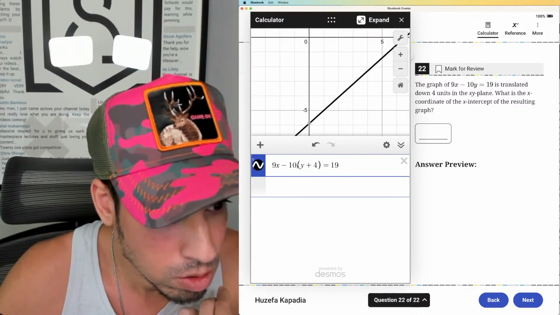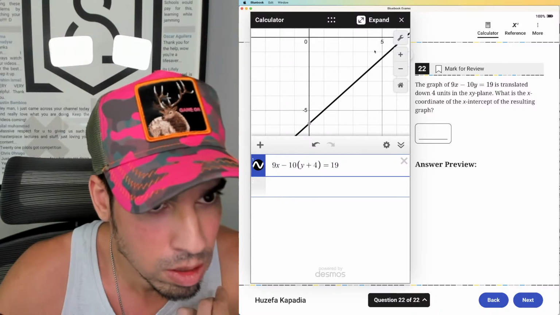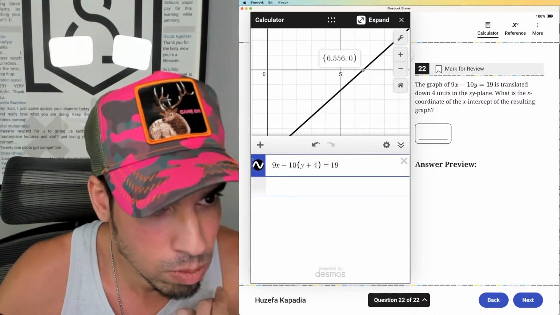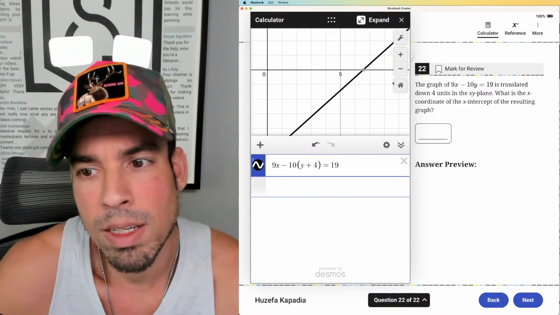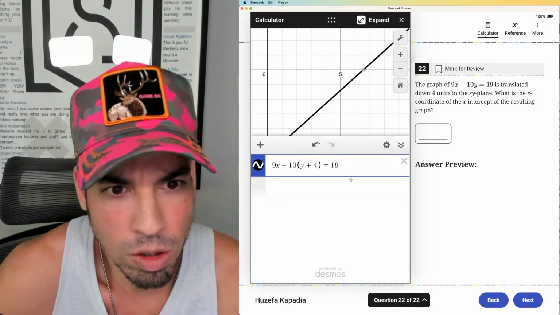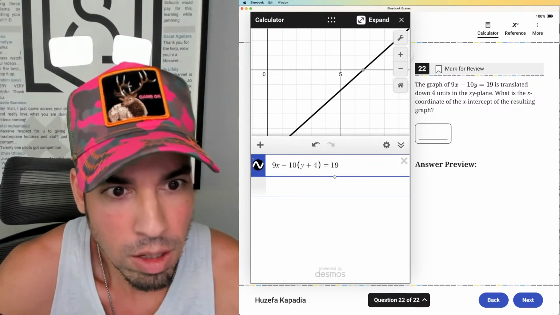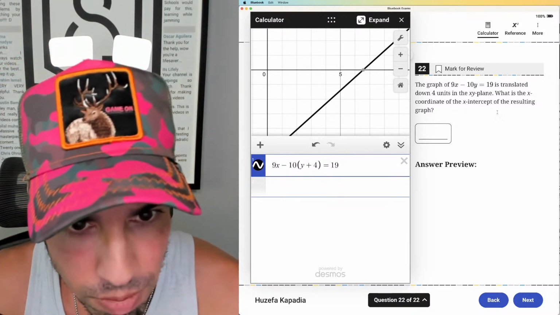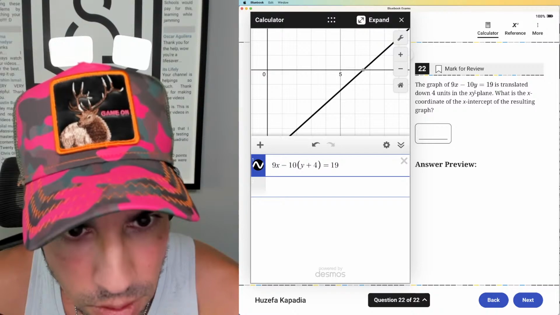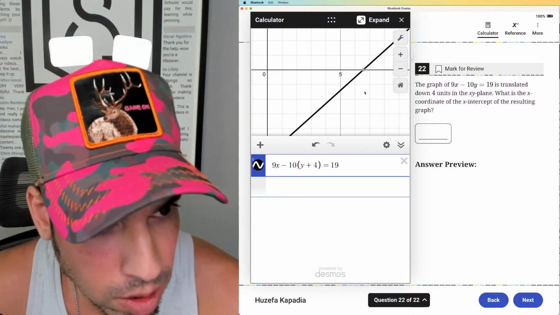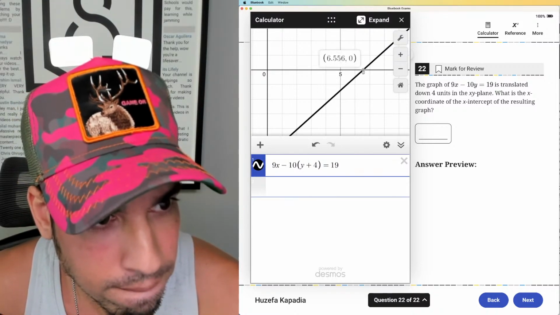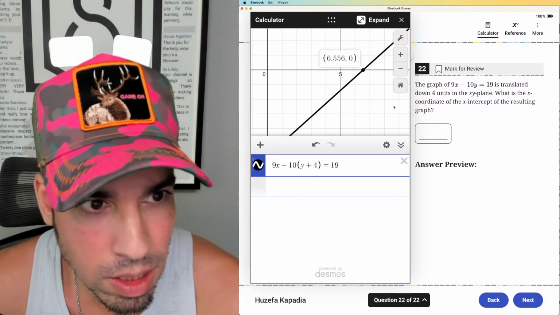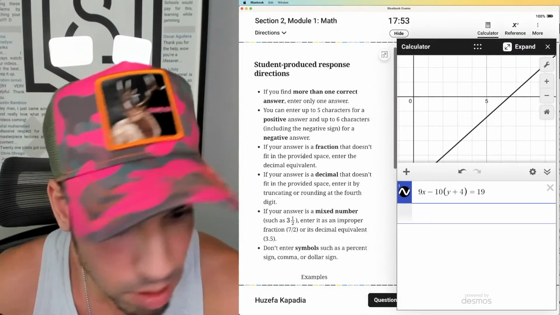Something is really funky here because we're getting some weird decimal. I mean, it could be correct, it's just we'd want to put in the fraction version of it. Okay, hold on, let me just verify this in my head. So then we'd have 10y, here, one second. Yeah, it's 6.556. I guess we can enter that.